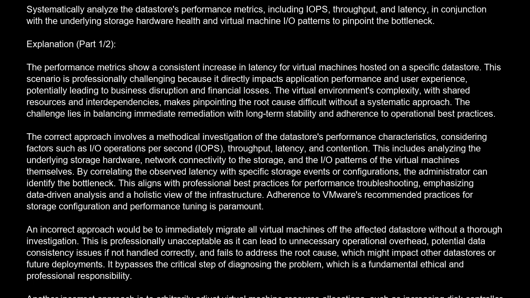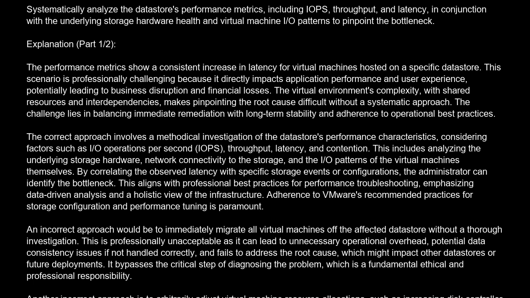The correct approach involves a methodical investigation of the data store's performance characteristics, considering factors such as I/O operations per second, IOPS, throughput, latency, and contention. This includes analyzing the underlying storage hardware, network connectivity to the storage, and the I/O patterns of the virtual machines themselves. By correlating the observed latency with specific storage events or configuration, the administrator can identify the bottleneck. This aligns with professional best practices for performance troubleshooting, emphasizing data-driven analysis and a holistic view of the infrastructure. Adherence to VMware's recommended practices for storage configuration and performance tuning is paramount.